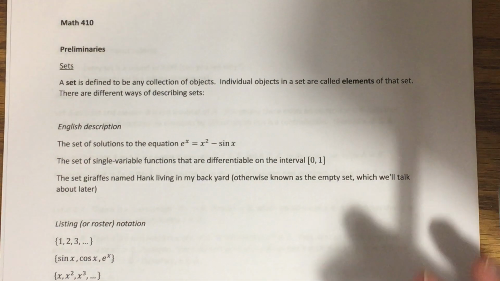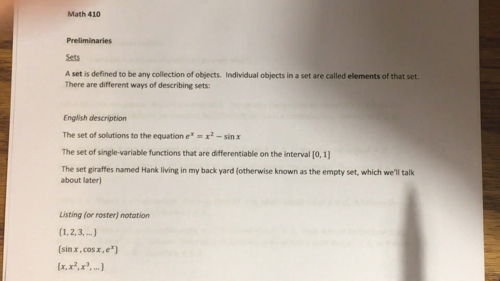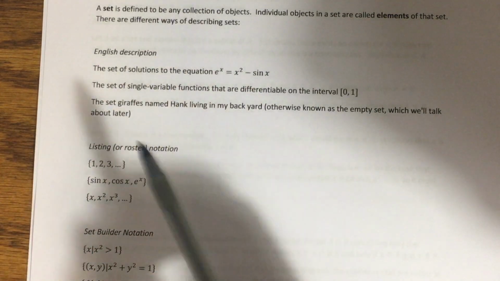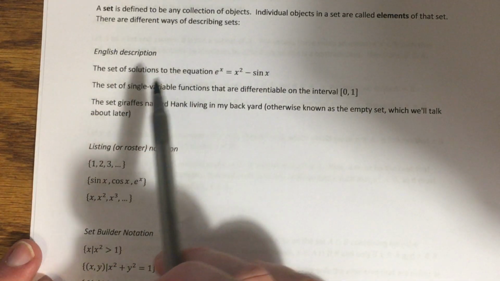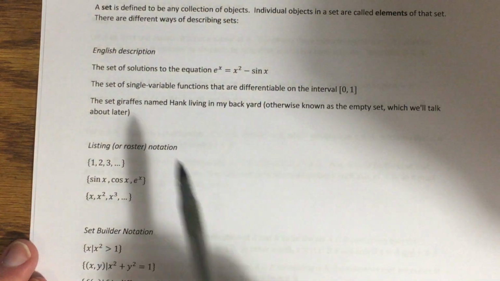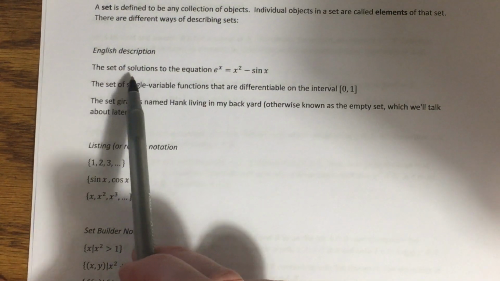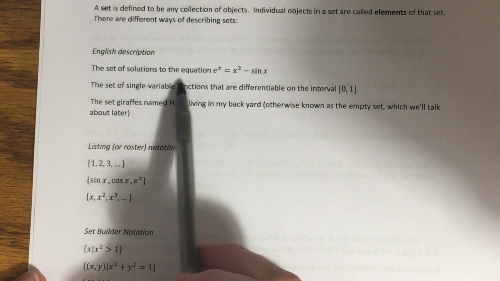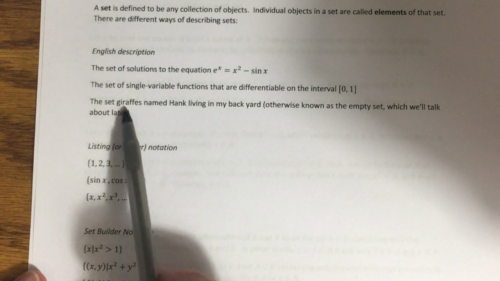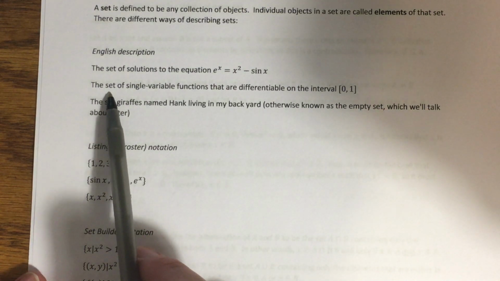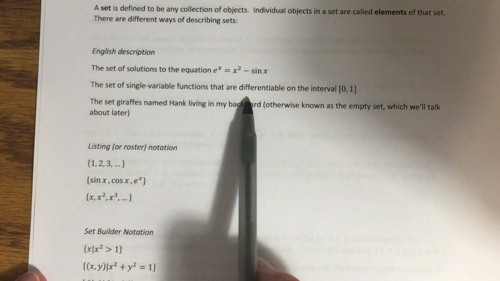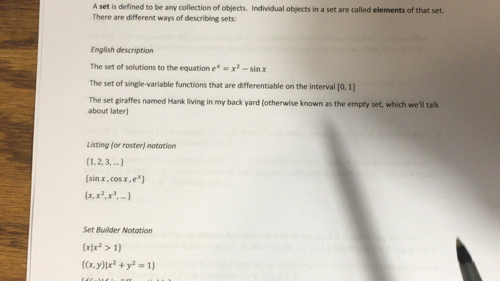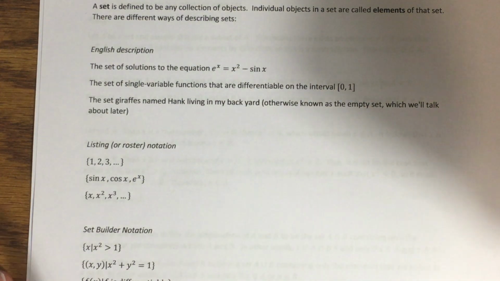And here we're going to talk about three different ways of describing a set. So English description, this is the simplest and most straightforward way, but it's also the one that we use the least. It's simply a literal description in words of what the set in question is. So we could talk about the set of solutions to this equation, for example. Or we could talk about the set of single variable functions that are differentiable on the interval 0, 1. That's an infinite set. There's an infinite number of functions that are differentiable on this interval.